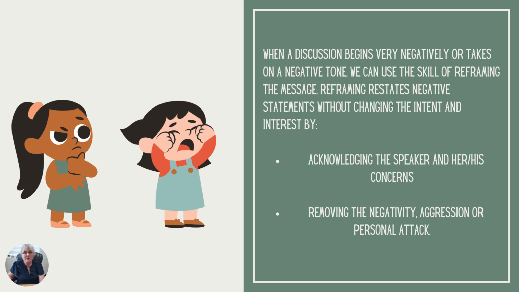When it begins negative or it takes on a negative tone, reframing can step in and help change the message. So reframing restates that negative statement without changing the intent and the interest of the party that made that statement. So it acknowledges the speaker and their concern, but it removes the negativity, the aggression, or that personal attack. So it's easy to get sucked in when someone's upset or you feel like they're jumping on you because they're being very negative about it. But if we can reframe that and take some of that negativity out, we can begin to have a conversation and take that personal attack piece away.